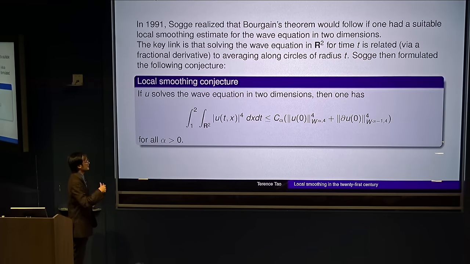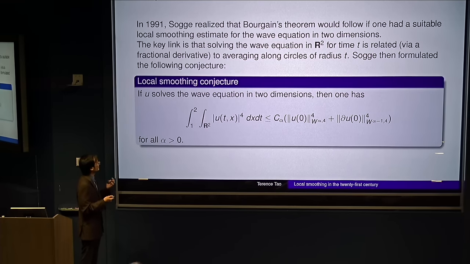And by doing so, he realized that maybe he could prove something stronger than Bourgain's circular maximal theorem. And he was eventually led to this conjecture. If you don't know what a Sobolev space is, this conjecture won't mean very much. But it's a local smoothing estimate. It gives you some control of your solution at local time, say times between 1 and 2, in terms of what the solution is doing at time 0. And you lose some derivatives. So this is alpha, which represents how many derivatives you lose in this estimate.